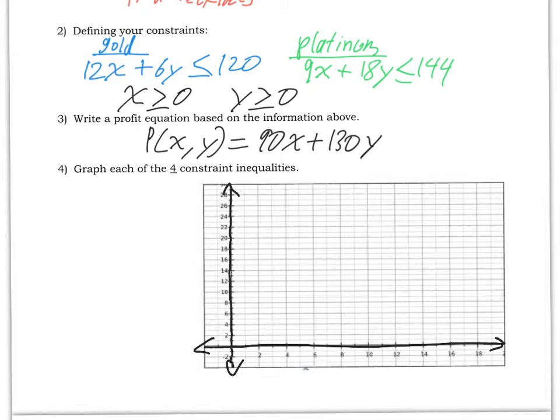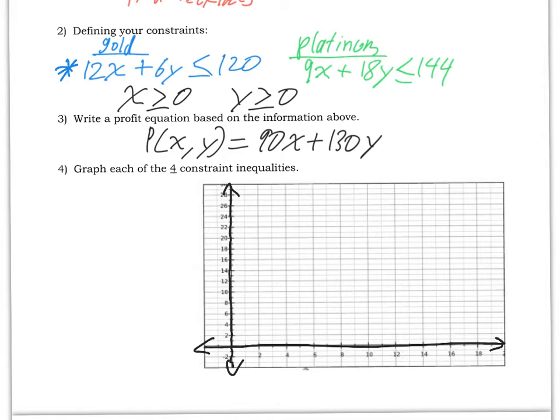And now for our gold, I'll try to match colors here. So for our gold constraint, the 12x plus 6y less than or equal to 120, I'm going to use standard form. Since it's in standard form, I'm going to find the, oh my goodness, I can't speak this morning. I'm going to find the intercepts.